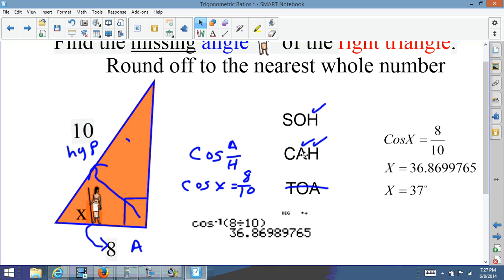So make sure you have two out of the three parts of SOHCAHTOA's name in order to use it. So if you have two things, then you're in business. You can use it. Okay?